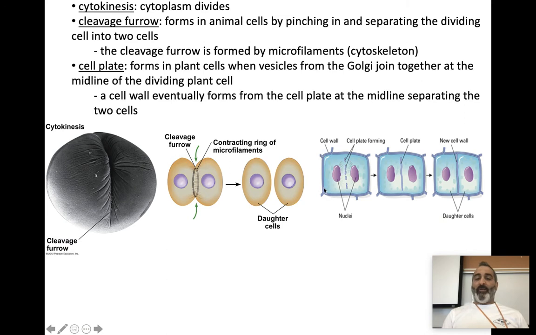Since they have the cell wall that goes around there, it's a rigid structure. It does not allow them to pinch, so they do not pinch. So what happens with plant cells, they form what's called a cell plate right down the middle, and eventually that cell plate becomes the new cell wall. That's the only difference between an animal and a plant cell. Plant cells have to form a plate to form the cell wall. Animal cells do not have a cell wall, so they get a furrow, a pinch, and then they separate into two new daughter cells.